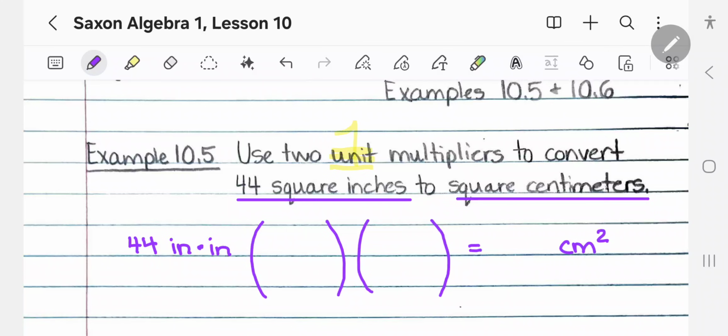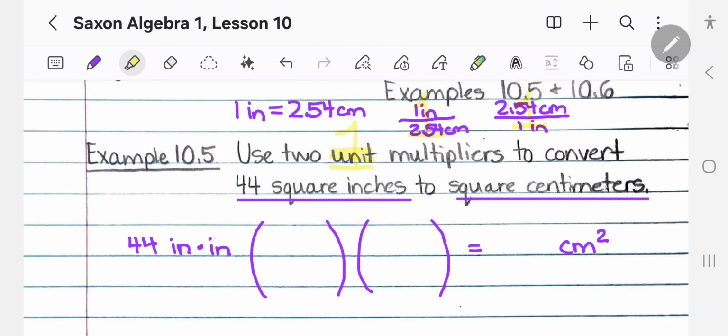Now, we've got to use the units that they gave us. So we're trying to go from inches to centimeters, and we know something about inches and centimeters. We know that 1 inch equals 2.54 centimeters. That means we could write it as 1 inch over 2.54 centimeters, or we could write it as 2.54 centimeters over 1 inch. Both of those are equal to 1 because the top and the bottom numbers are equivalent. So it's just like multiplying by 1. It's not going to change the value.